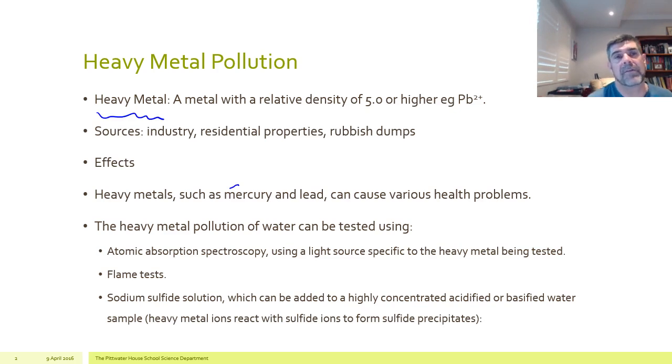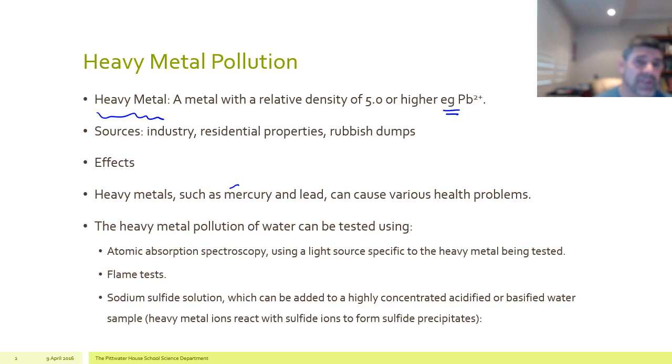Now, heavy metals are broadly defined as those metals with a relative density of 5 or higher, and so probably the most significant one for you to be aware of in this category is lead. There are a number of others, but for our purposes we want to just keep an eye on this one and track it through a little bit.